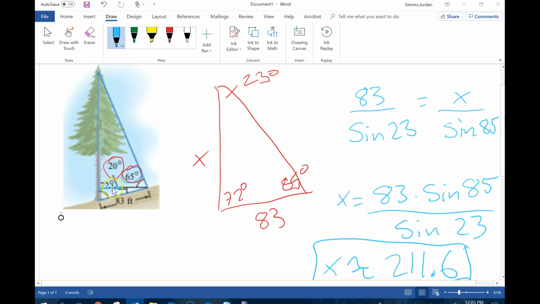I'm not sure if it'd work out or not, but again, you would have to assume that you had another right triangle, which I'm pretty sure is not the case, right? That's not a perfectly straight line. So that's my thoughts on it. Let me know what you think.